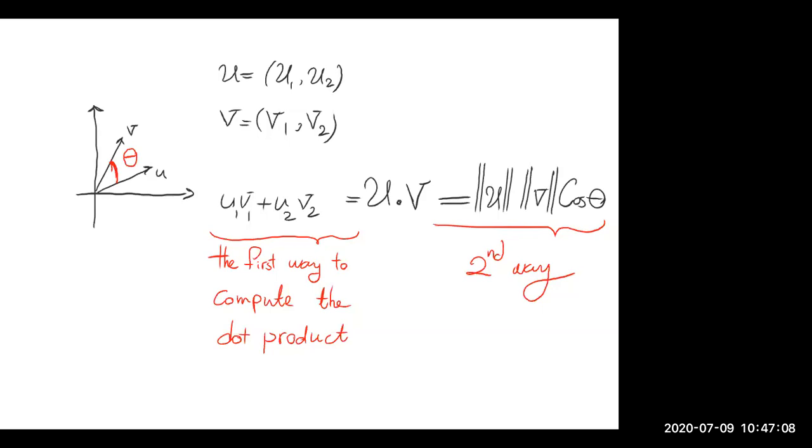So let's look at some examples. Example. Suppose we have two vectors, u and v.